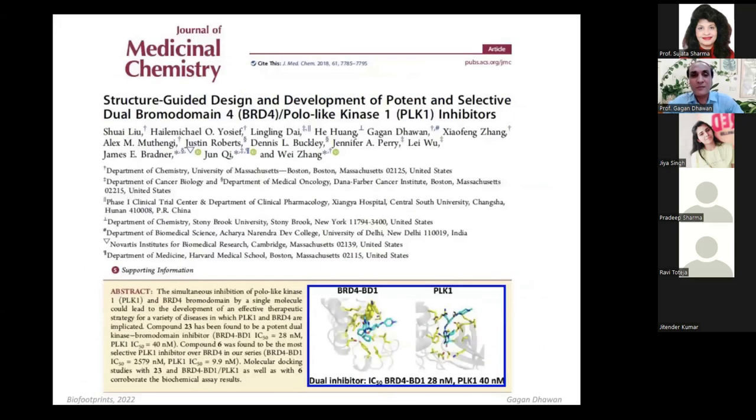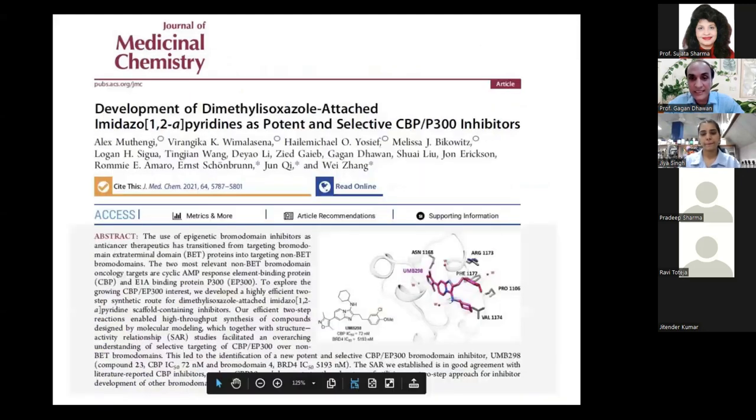So these are, if you want to read, the two papers for 2018. What we did in collaboration, I did only the computational part in these papers. So all the computational work was done by me, and the four authors before Shuai and Hamchin, Lingli and He Huang, they did the chemistry work, and the later people did the biological work at Harvard and University of Massachusetts. They did the chemistry work and computational work was done by me in 2018. And recently we also published a paper in 2021, the same for the CBP bromodomain inhibitors, designing of these molecules.